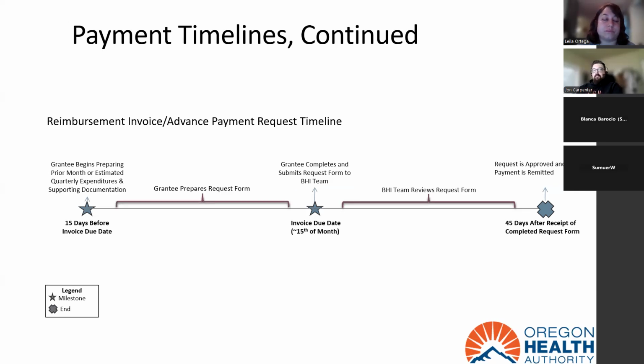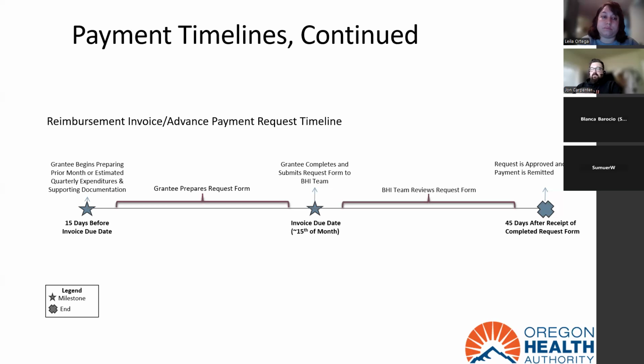Next is our timeline for the reimbursement invoice or advance payment request. You'll see this when we go through the form, but when you select the time frame, the form auto-generates a due date. Fifteen days before the invoice due date, you'll begin preparing the form with your expenditures from that month, or with your estimated quarterly expenditures, and you'll gather your supporting documentation. Then by the due date, which is the 15th of the month that you're submitting in, you'll complete the form, submit everything to us with the documentation required.